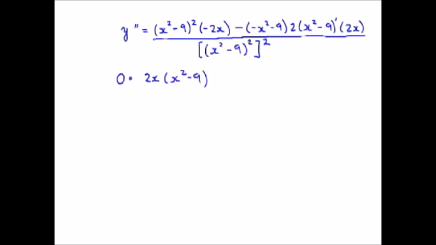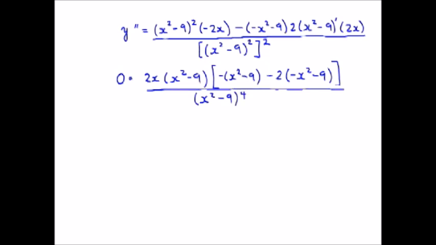And when I do that, that leaves me with a negative bracket x squared minus 9, close the bracket, subtract 2 times negative x squared minus 9, closing the brackets again. And then that's all divided by x squared minus 9 to the 4. Well, what you'll notice is that I have an x squared minus 9 to the 1 in the numerator and an x squared minus 9 to the 4 in the denominator. So a little division can occur here. And also with the terms in the squared brackets, I can expand them and combine the like terms.